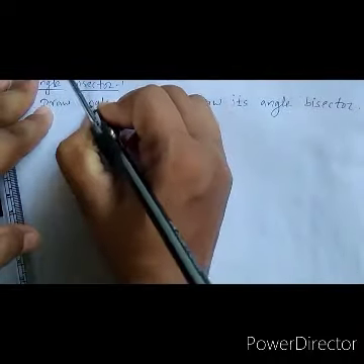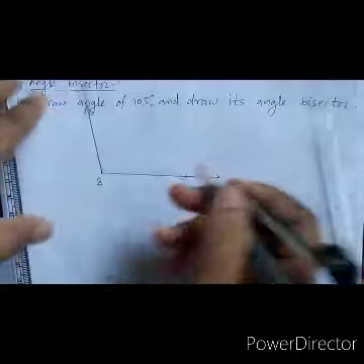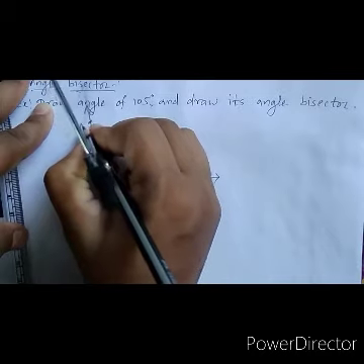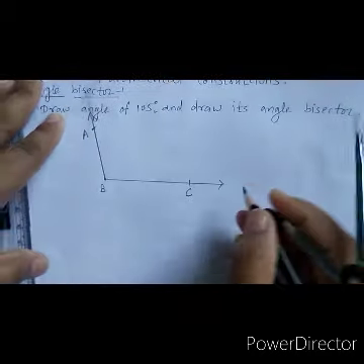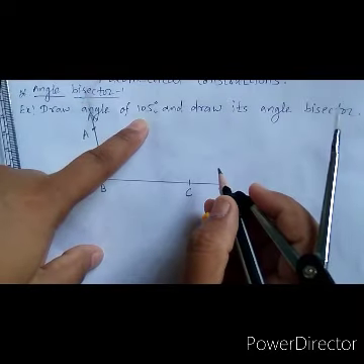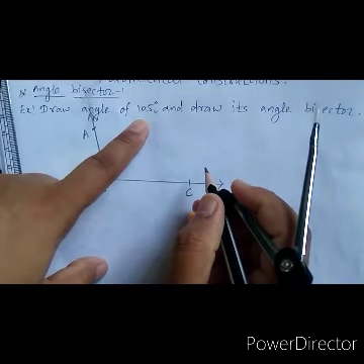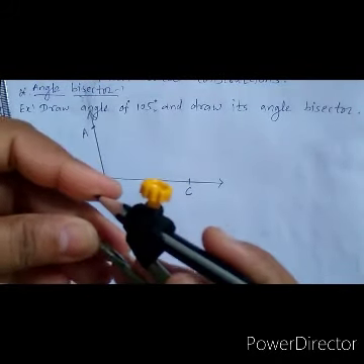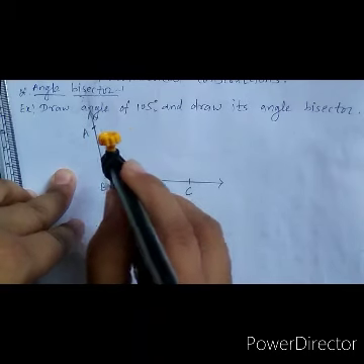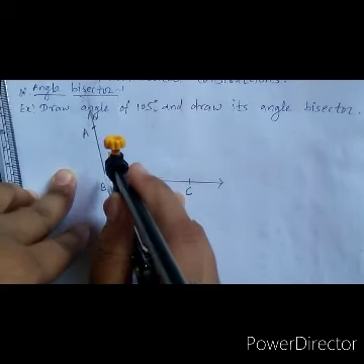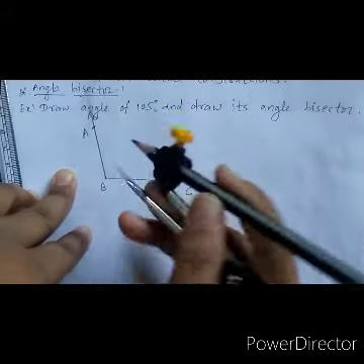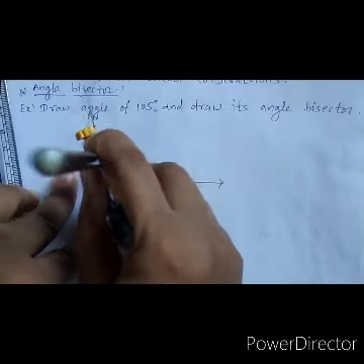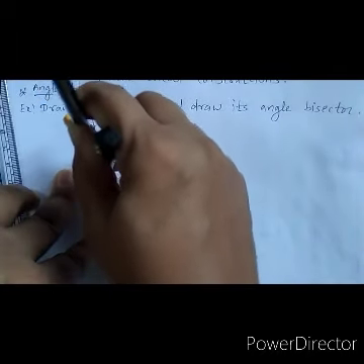Now we have to draw the angle bisector of this angle. For this we can give the name of this point A. Now we got angle ABC of 105 degree and now we have to draw its angle bisector. So for this, of any convenient measurement, we have to draw an arc on these two rays. So we have to put the compass point on the point B and we have to draw an arc on ray AB.